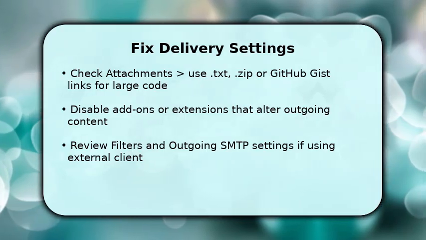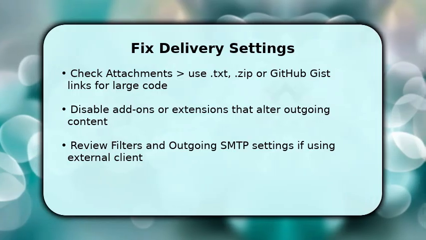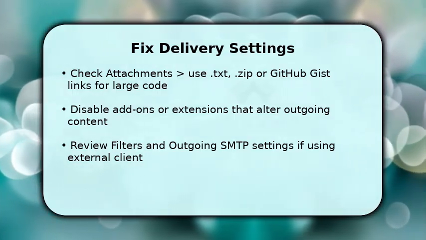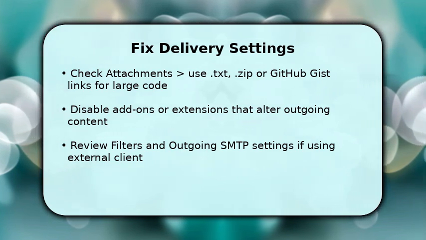If you use an external mail client, verify SMTP settings and authentication so Gmail actually relays the message. Also check filters and blocked addresses. A misconfigured filter can archive or drop your mail silently.